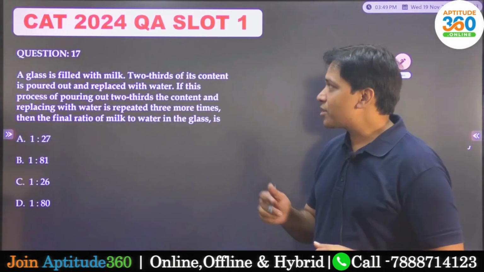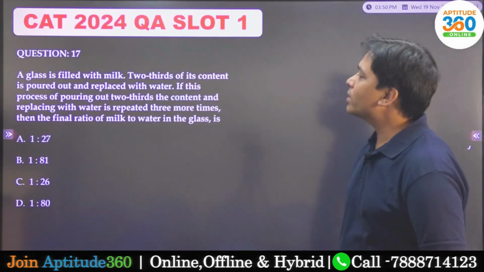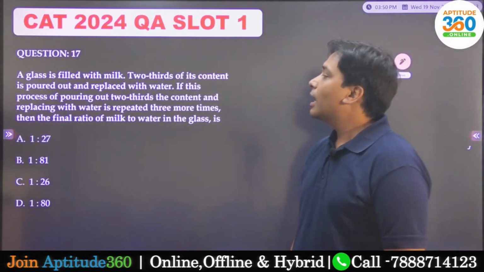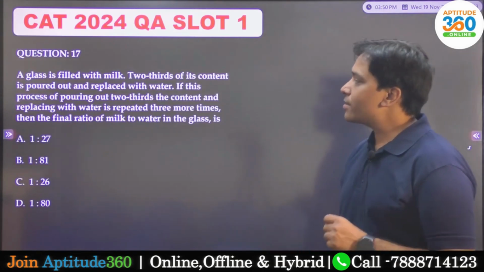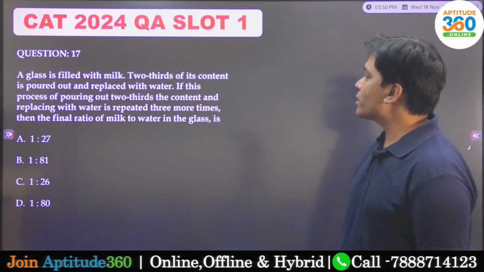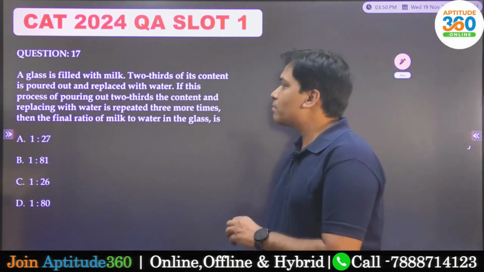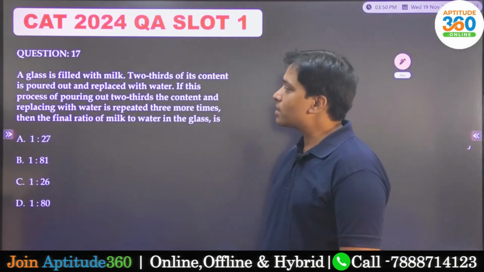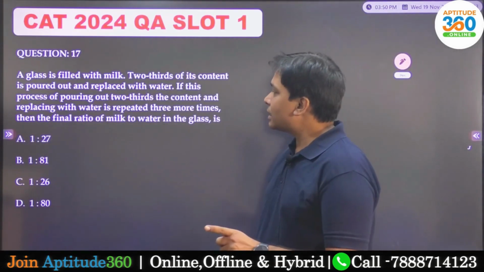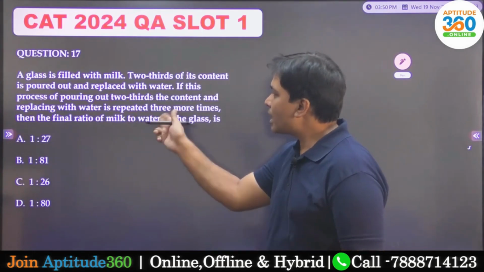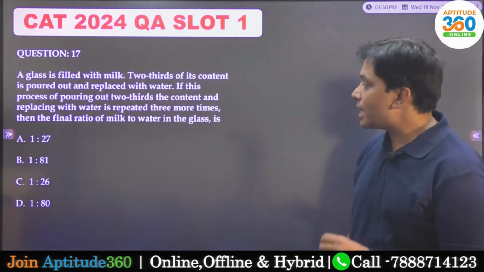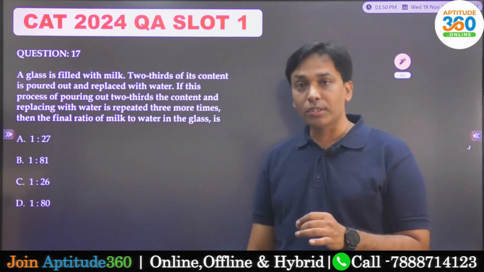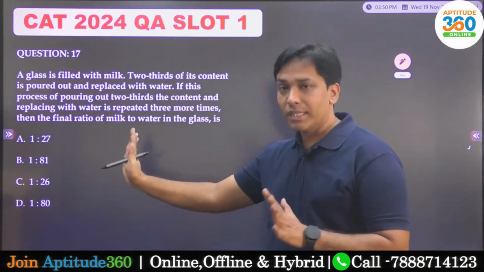Let us solve this question. It was asked in CAT 2024 in slot 1. It says that a glass is filled with milk. 2/3 of its content is poured out and replaced with water. If this process is repeated 3 more times, then in the final ratio of milk to water, what is the ratio of milk to water in the end?